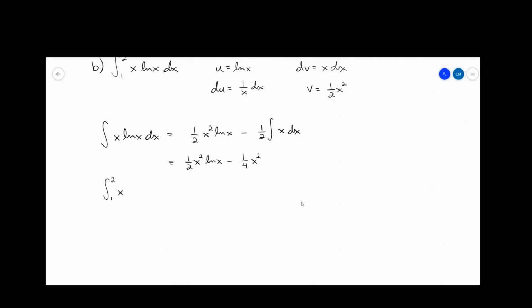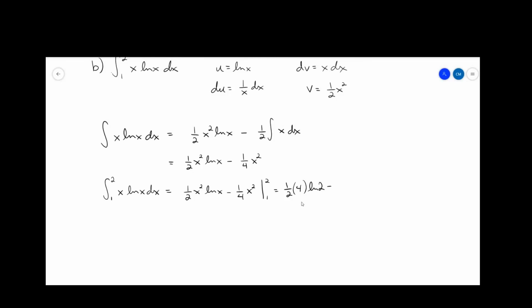For the definite integral, now that we have an antiderivative, we can use the fundamental theorem to do this. Right now we have our antiderivative, 1/2 x squared ln x minus 1/4 x squared. Plug in the two bounds. We get 1/2 times 2 squared, that's just 4, so 1/2 times 4 ln 2.